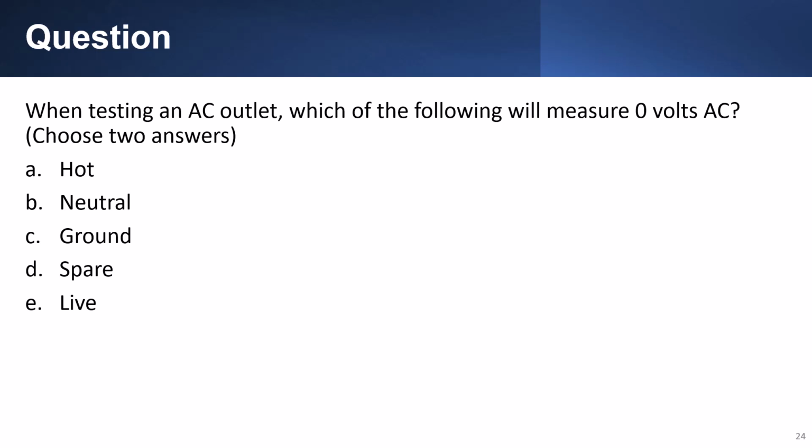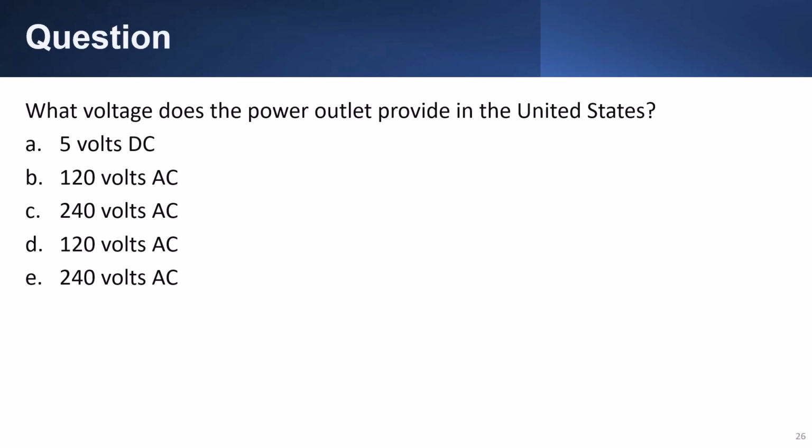Question: when testing an AC outlet, which of the following will measure 0 volts AC? Choose two answers. Answer: neutral and ground. Question: what voltage does the power outlet provide in the United States? Answer: 120 volts AC.